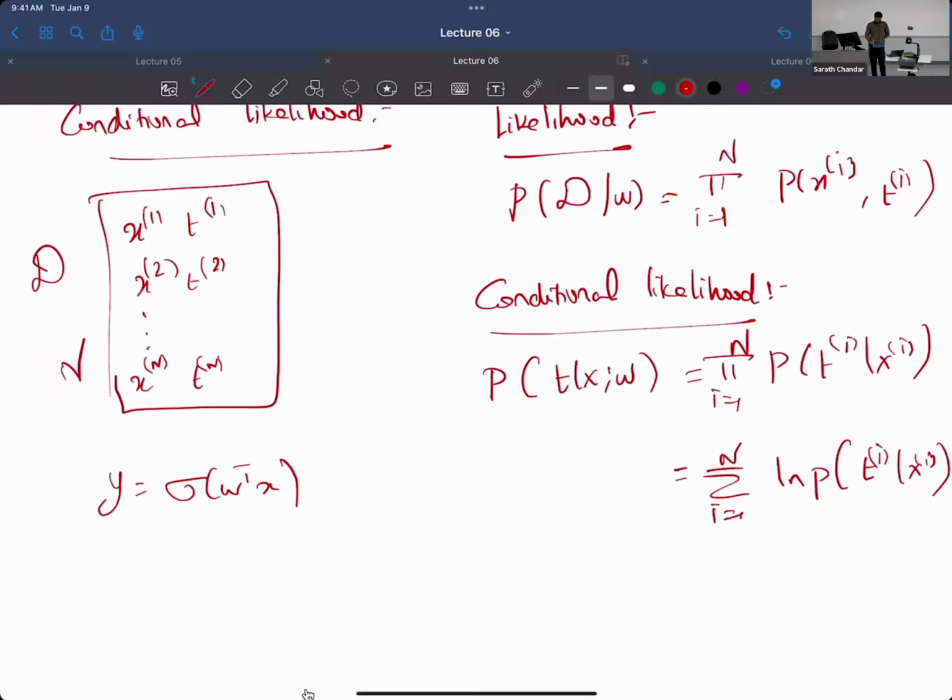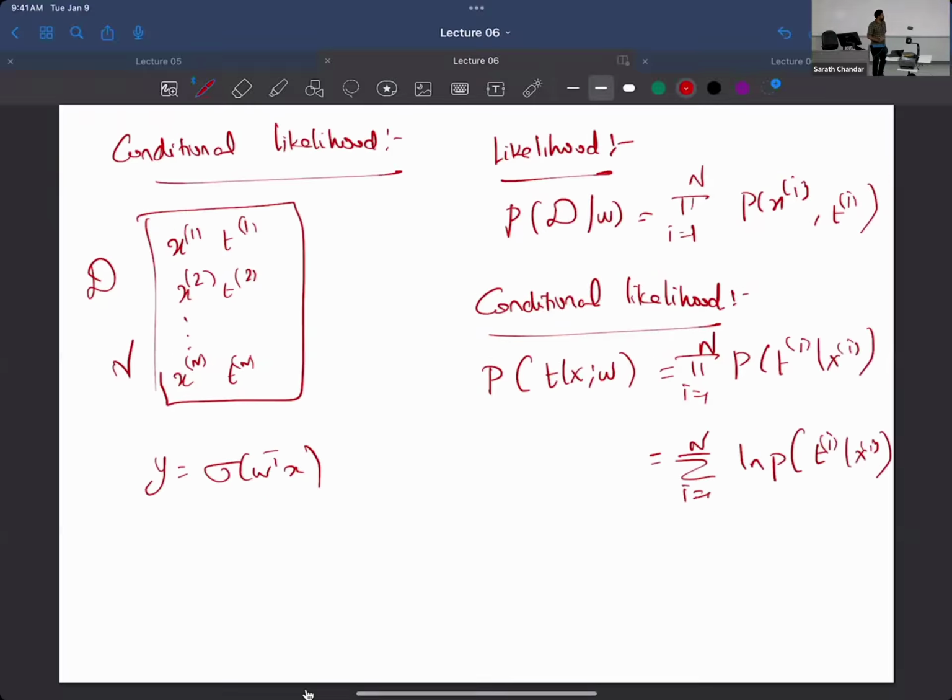Okay, so I'm going to use likelihood and conditional likelihood interchangeably, but whenever we are doing mass integration, I say likelihood actually means conditional likelihood. So is X an observation? Yes. And T is what class it belongs to? Yes.